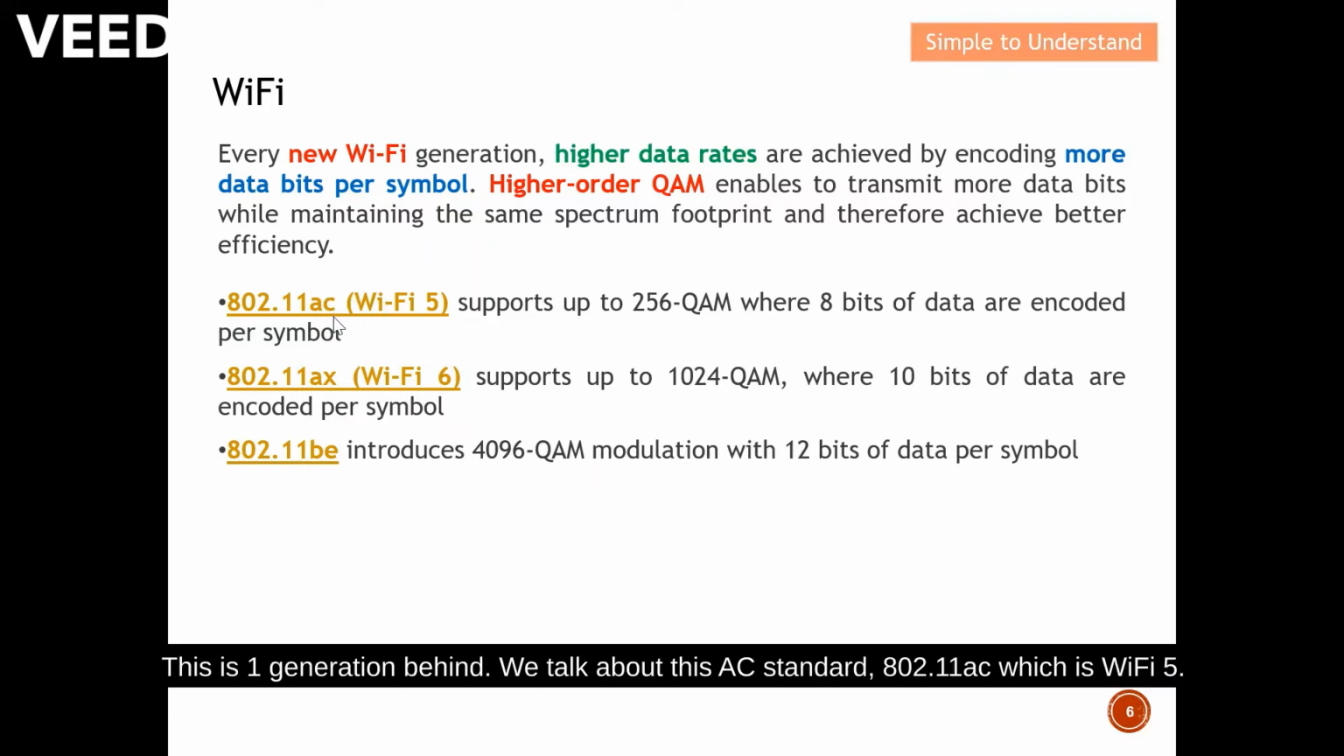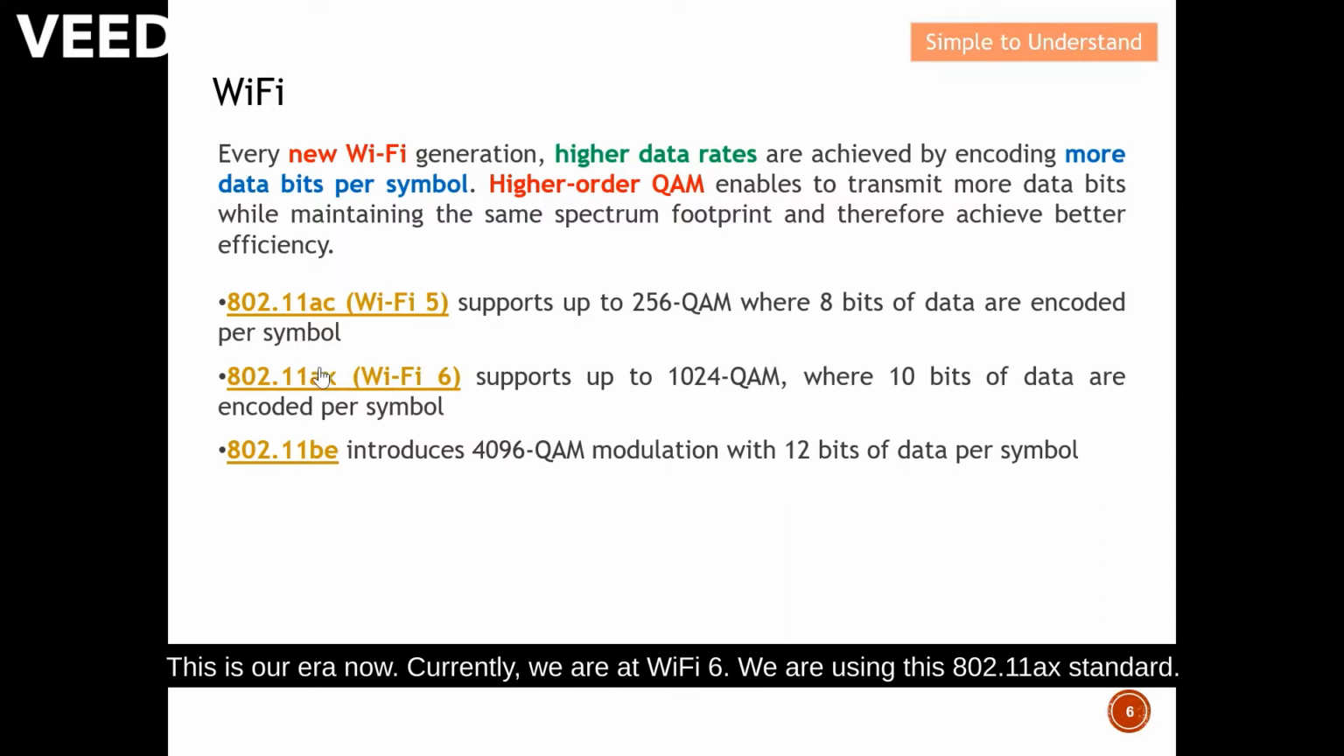So this is one generation behind. We talk about the AC standard, 802.11 AC, which is Wi-Fi 5. They use 256 QAM, where 8 bits of data are encoded every symbol.